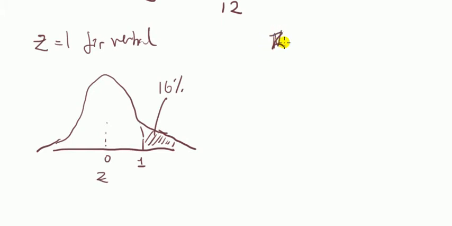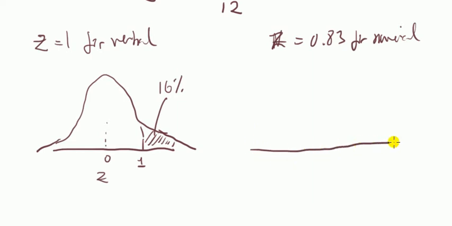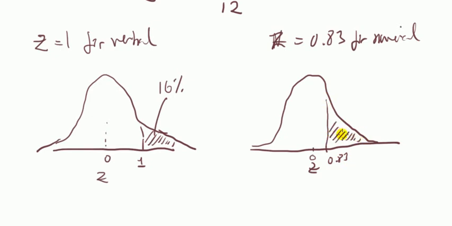For the numerical, the z-score was 0.83. Clearly, the area must be larger than for the z-score of 1. It comes to 20%.